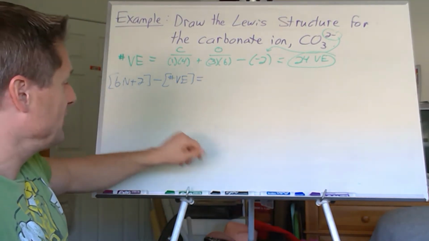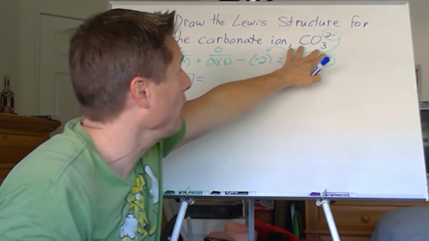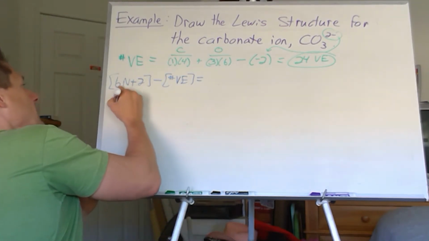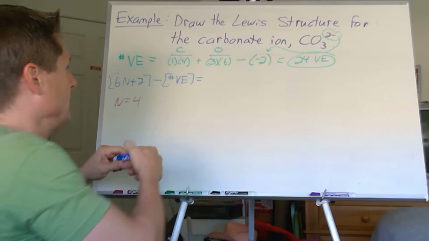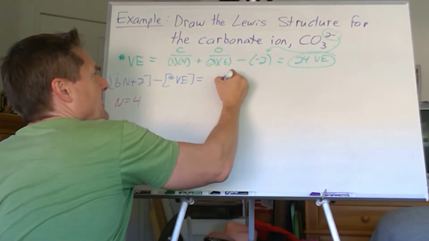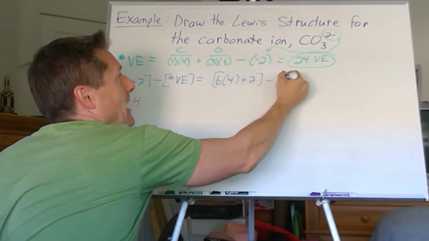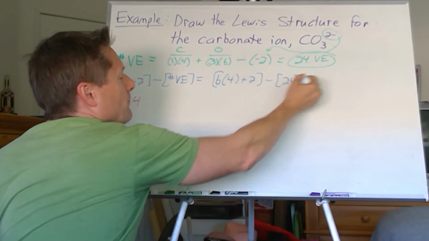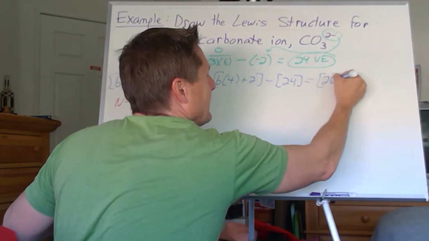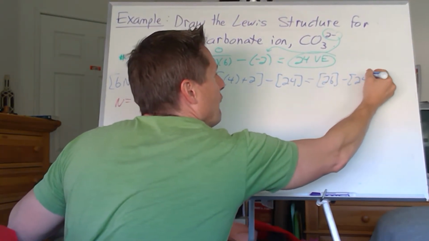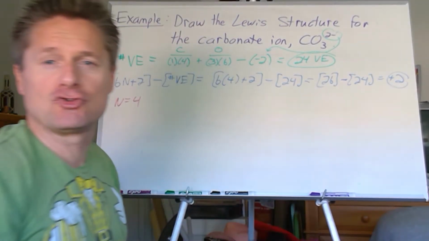Let's do the 6n plus 2 minus number of valence electrons. In this case, there's no hydrogen, so we count all 4 atoms. So n is equal to 4. So that's going to be 6 times 4 plus 2 minus 24. So that's 24, 25, 26, minus 24. That, my friends, is plus 2.